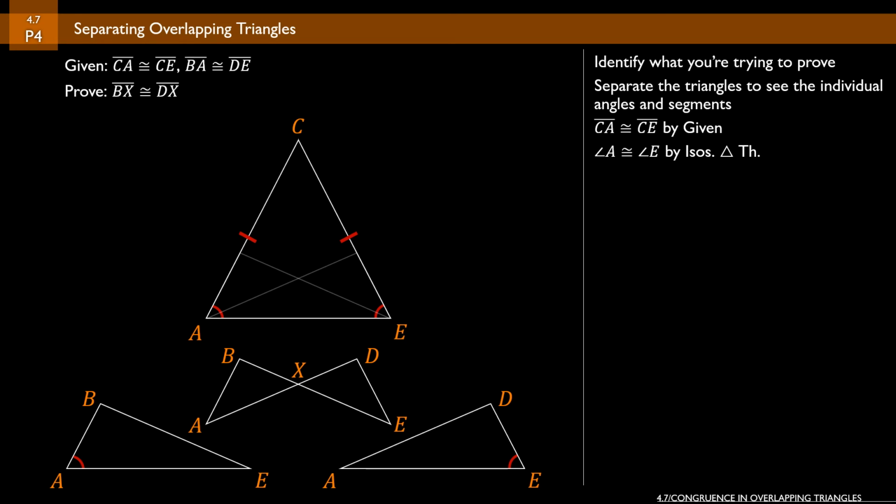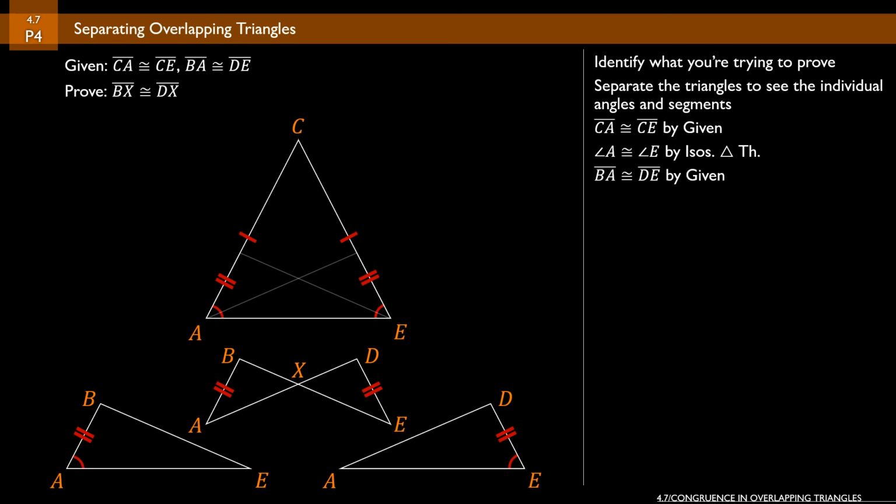We can then also mark angles A and E on our two smaller triangles down at the bottom that we've separated out. The next step would be to say that segment BA is congruent to segment DE by given. So that then tells us that we've got segment BA on both the original diagram and on the smaller triangles. We know that those two segments are congruent.